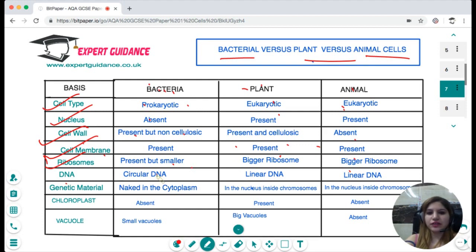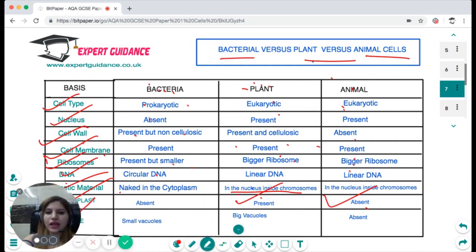DNA is circular in bacteria but linear in plant and animal cell. The genetic material in bacteria is naked, found in the cytoplasm. In plant, it is in the nucleus inside the chromosome, and same in animals. The chloroplast is absent in the bacteria and in the animal cell, but present in the plant cell, and the vacuoles are small in bacteria, absent in the animal cell, but present in the plant cell. Okay, so I hope the similarities and the differences between bacteria, plant, and animal cell are clear to you.